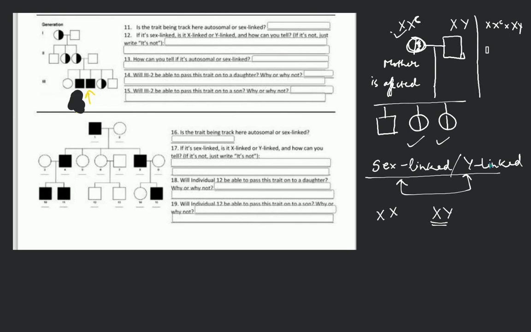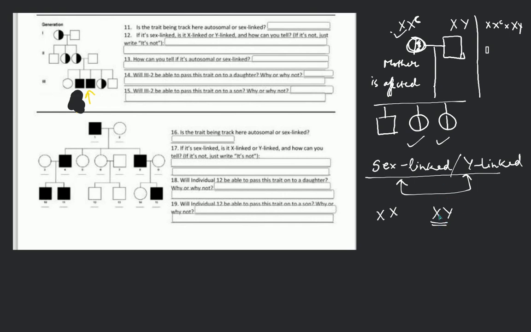Yes, 32 will be able to pass this trait on to a daughter. Why? Because of his X chromosome. His daughter will have his X chromosome. That is why. Okay, and then 15th is, will 32 be able to pass this trait on to a son? Why or why not?